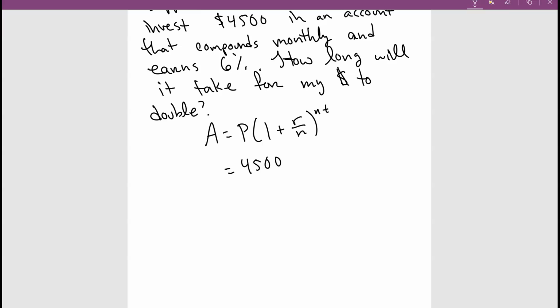Now, how much money should I earn at the end? Well, at the end, I should have double the amount, which is going to be 9,000, because 4,500 times 2 is going to give me 9,000. We know what my interest rate is. My interest rate is going to be 0.06. And the number of compoundings is monthly, so that's going to be 12. So raised to the power of 12t, and we are just solving for t.